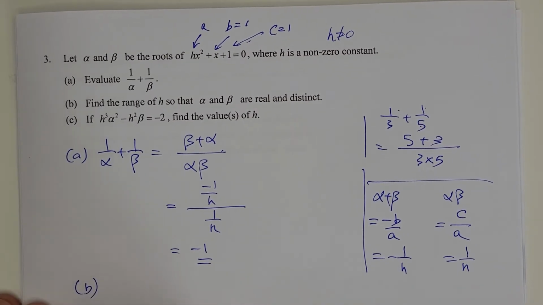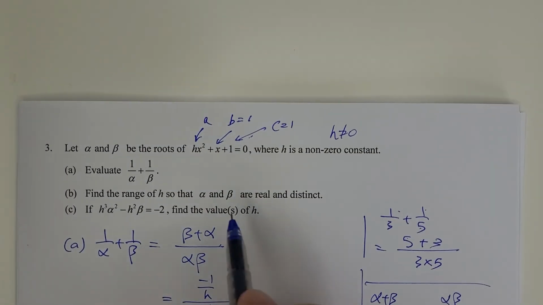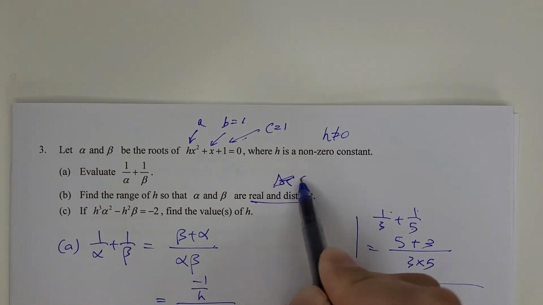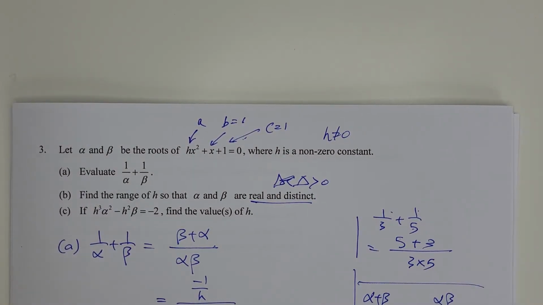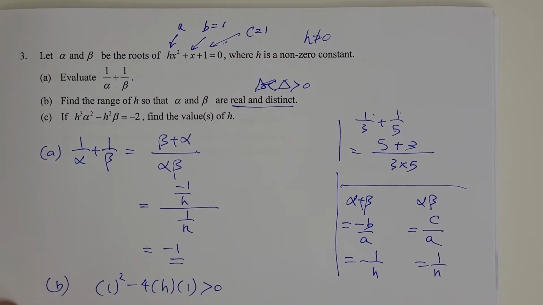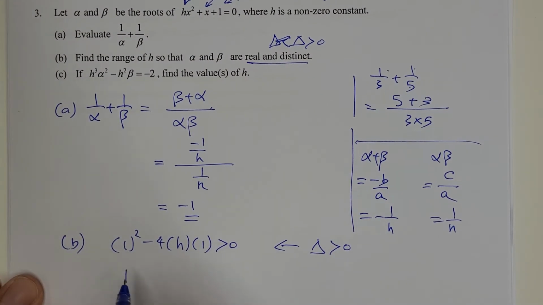And part B, find the range of h so that alpha and beta are real and distinct. When you look at two roots that are real and distinct, it's quite standard. You want the discriminant greater than 0. Two distinct roots, okay? You want the discriminant greater than 0. So b squared minus 4ac greater than 0. That's the expression. Discriminant greater than 0. 1 squared, that's 1, and then minus 4h greater than 0.